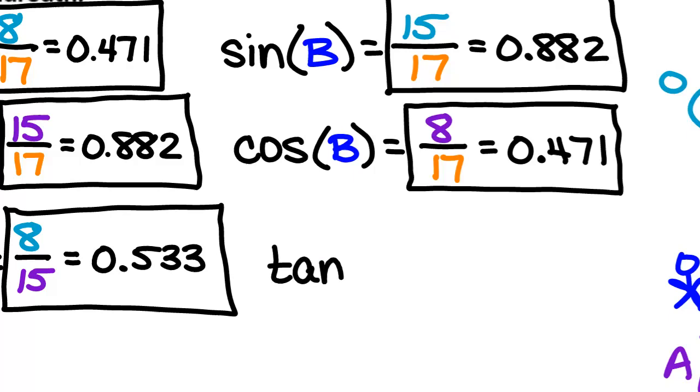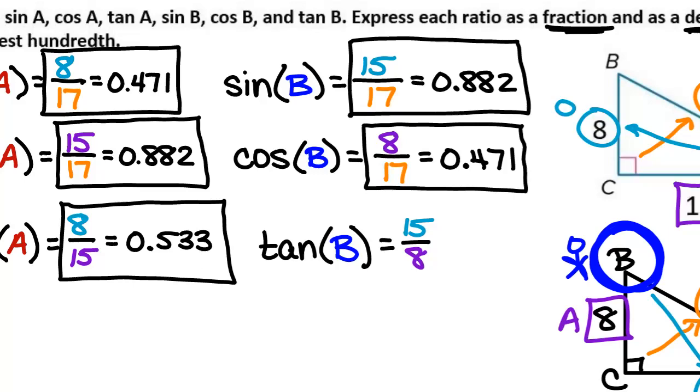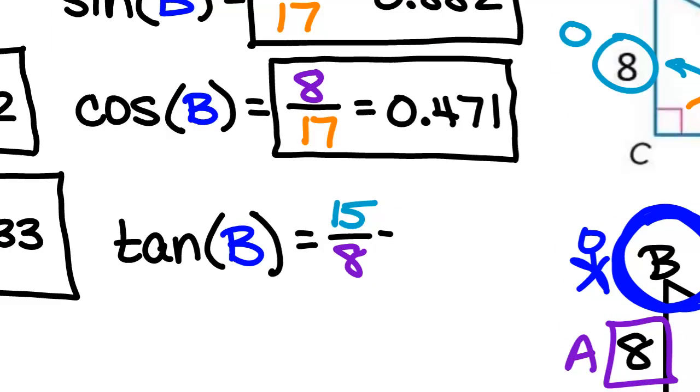Tangent of angle B is opposite over adjacent. Well, my opposite side is the one that's 15. My adjacent side is the one that is 8. So 15 over 8. Notice it's the same 2 numbers as tangent A, but they're flipped. And when I do 15 divided by 8 in my calculator, I get 1.875.